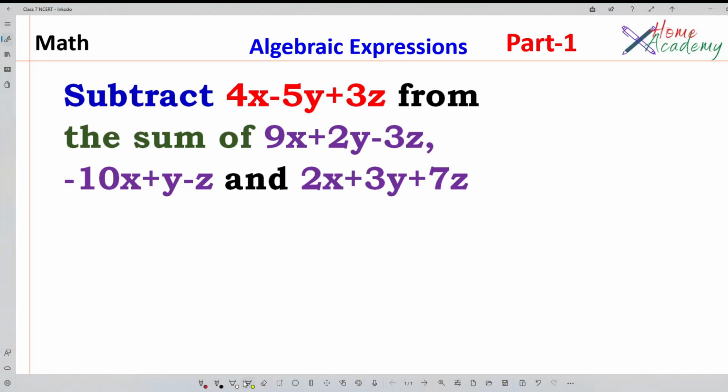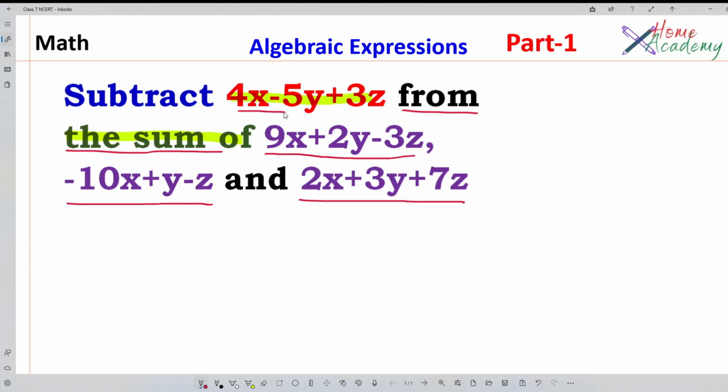The question is: subtract 4x minus 5y plus 3z from the sum of... Look, this is a very important sentence. From the sum of what? 9x plus 2y minus 3z, minus 10x plus y minus z, and 2x plus 3y plus 7z. It means first we make a summation of the three expressions, then we subtract from 4x minus 5y plus 3z.